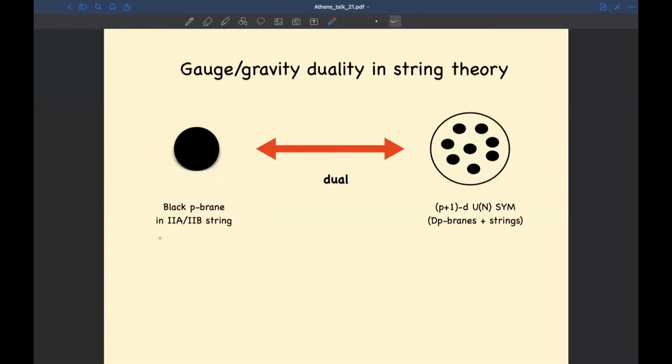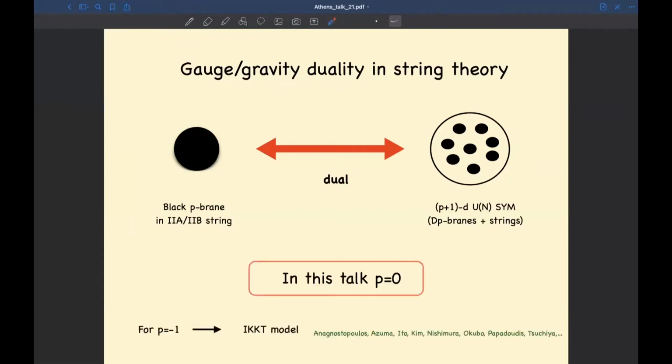Thank you. And here the original example was for p equal 3, which back-reacted into a geometry of AdS5 times S5. And this was dual to a CFT4, which is super Yang-Mills in 4 dimensions. But in this particular case, we will discuss the case where p equals 0. So here we will have a black 0-brane, and here we will have 0 plus 1 dimensional quantum mechanics, which will basically be matrix quantum mechanics.